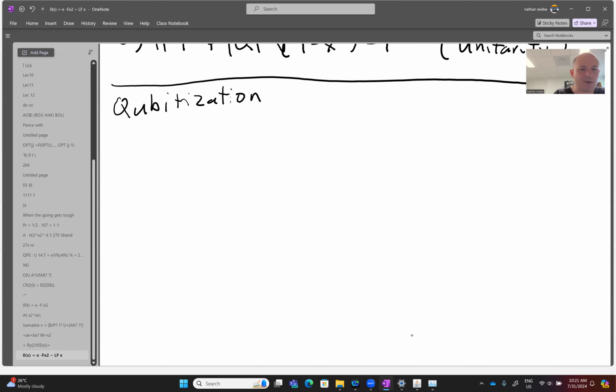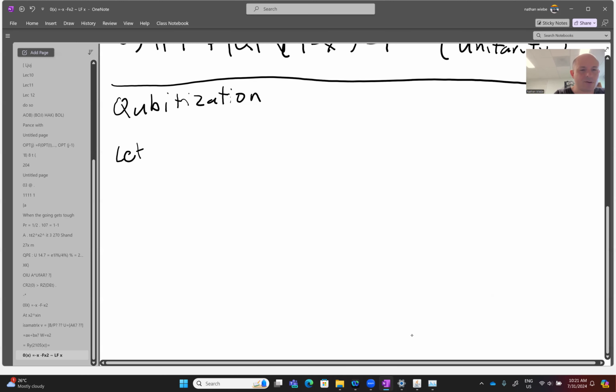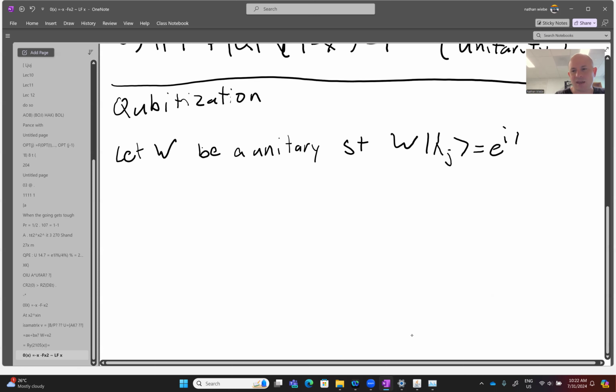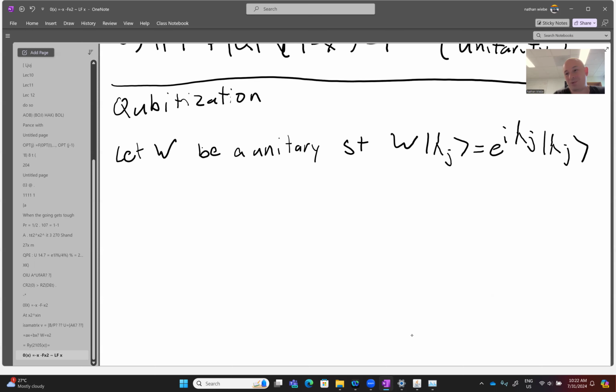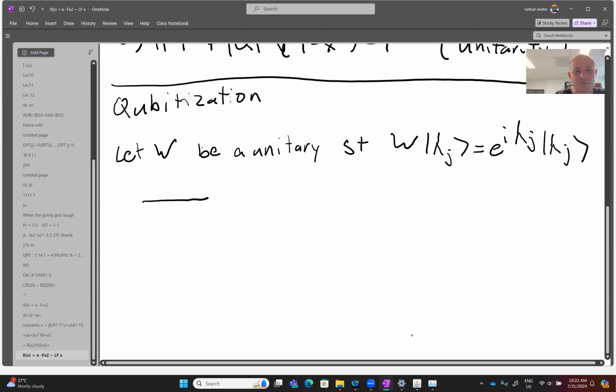Imagine we have some unitary. Let W be a unitary such that W acting on lambda_j equals e^{i lambda_j} lambda_j. So it's just an eigenvector of the unitary matrix W. If we construct this, then the question is, what would happen if I built a circuit that, for fixed lambda_j coming in over here, we'll just apply a controlled W?